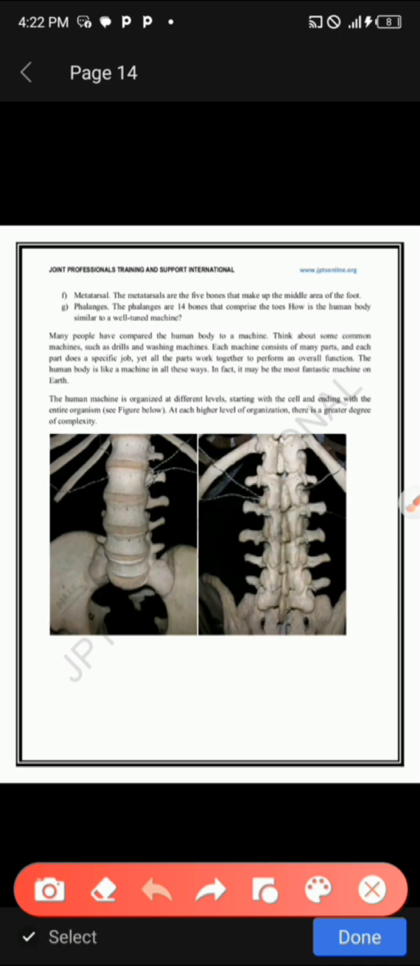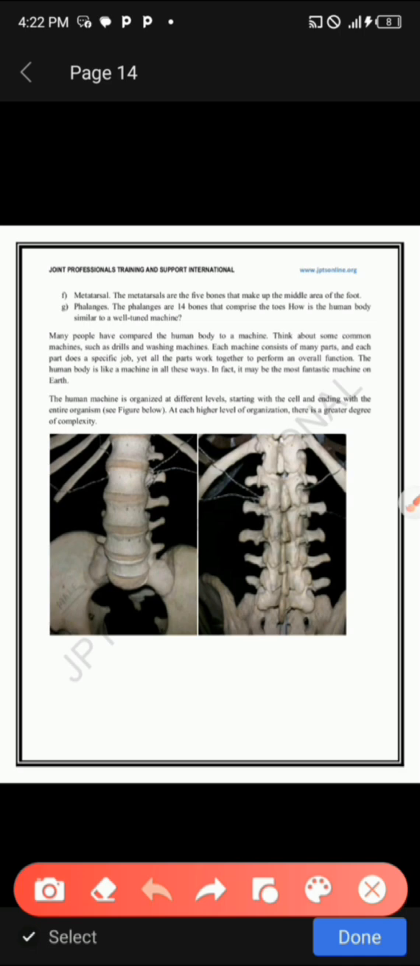Alright, the human machine is organized at different levels. Yes, your mouth that you use to eat with, the cells, and ending with the entire organs. At a higher level of organization, there is a greater degree of what? Complexity. Good.